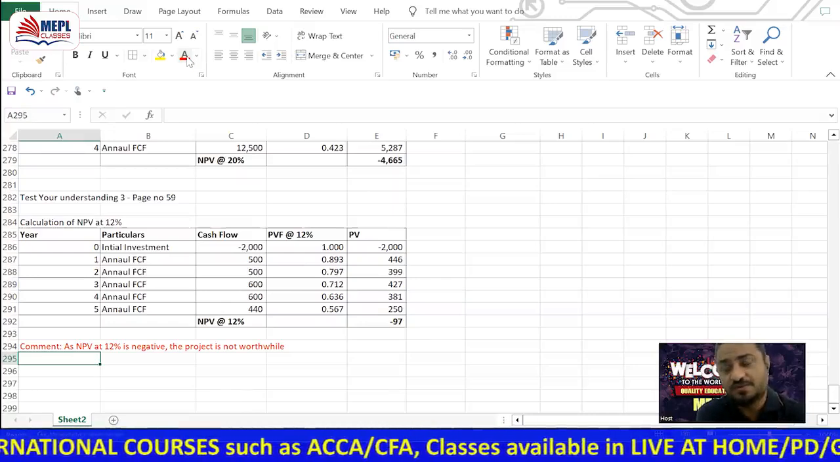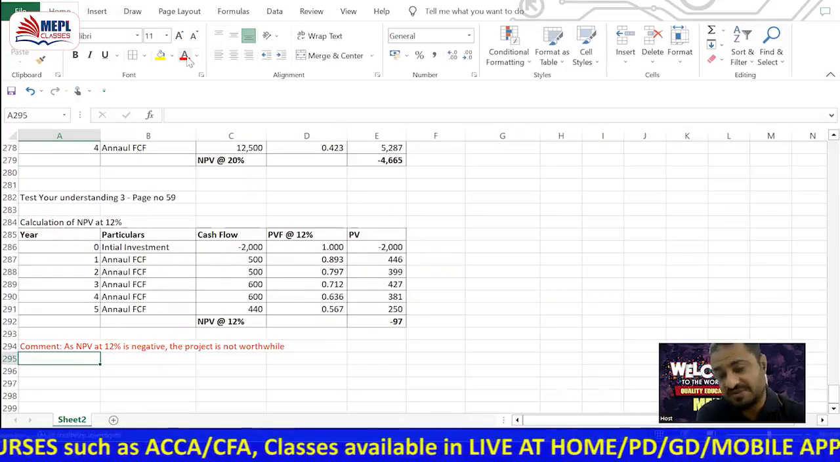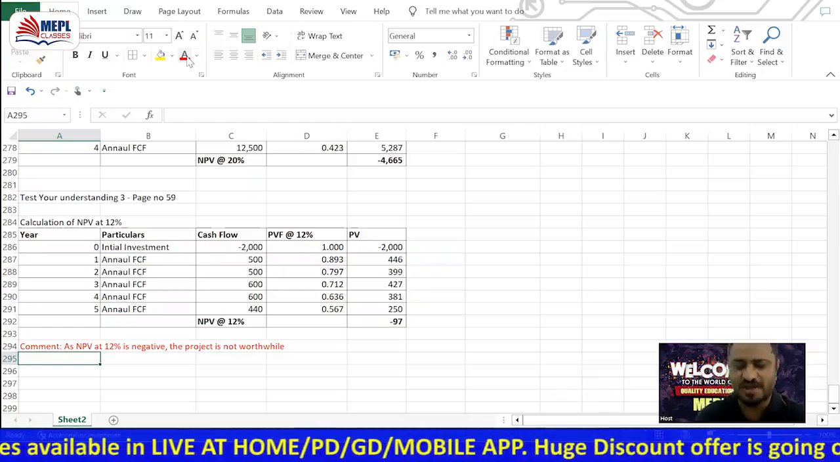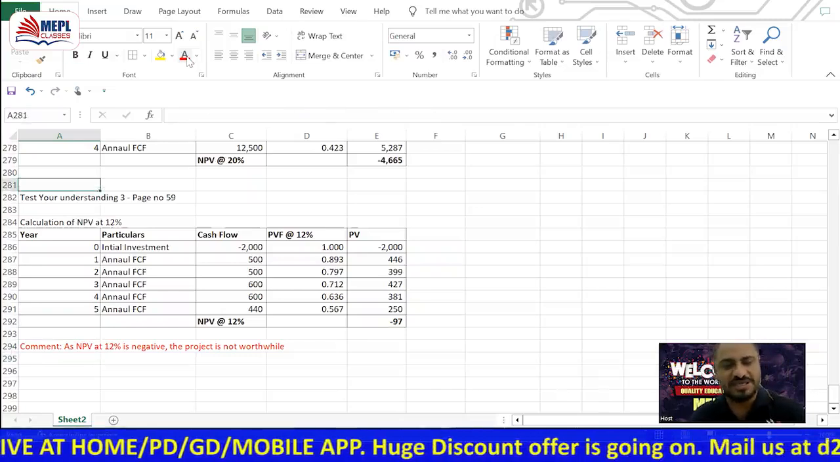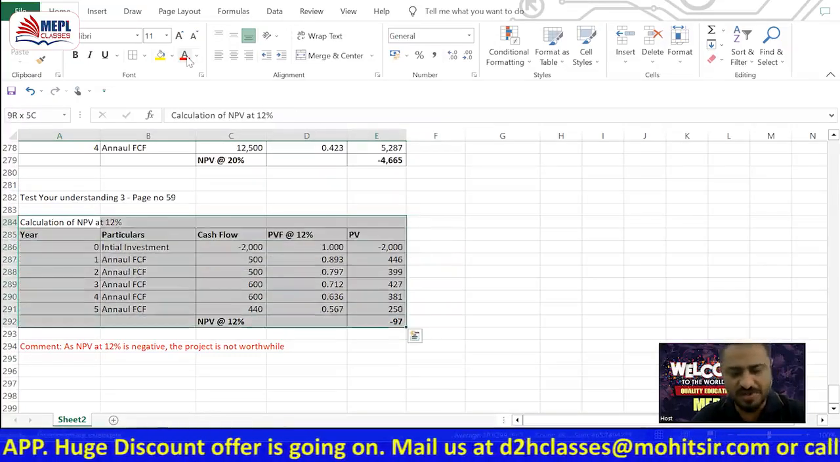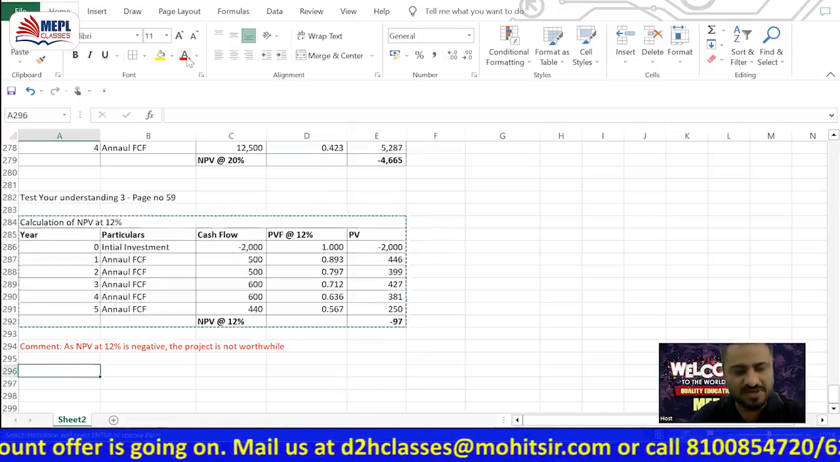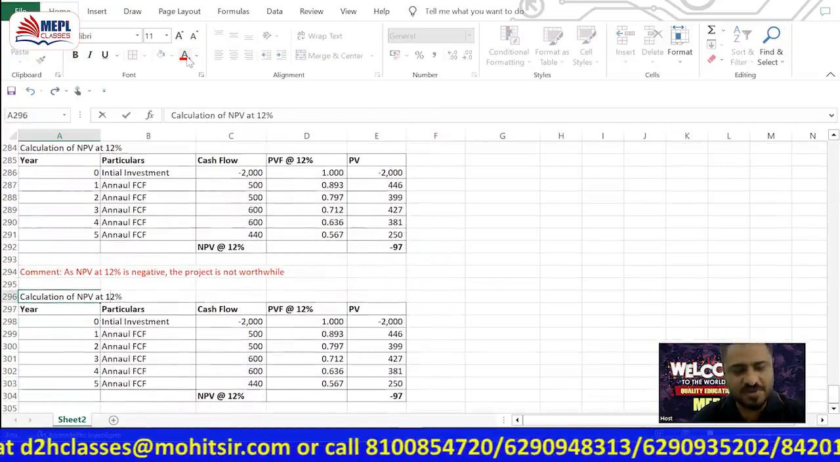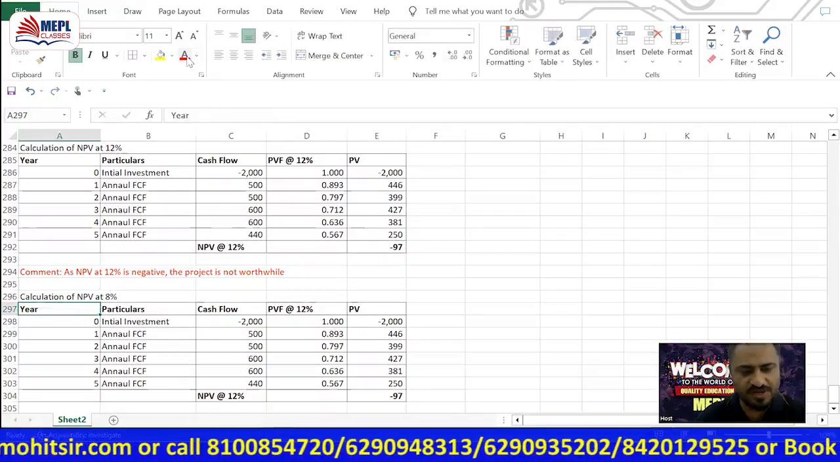Is it for the person who wants to earn 11%, 10%, 9%? So every time you will have to find the cash flow. Why bother so much? Instead, we know that if it is negative at 12%, it is going to be negative at any rate above 12%. But there has to be some rate below 12%. Maybe it will be positive. So let's do it at 8%.